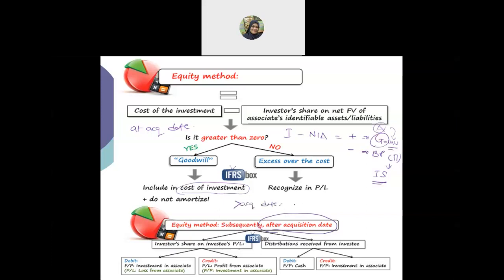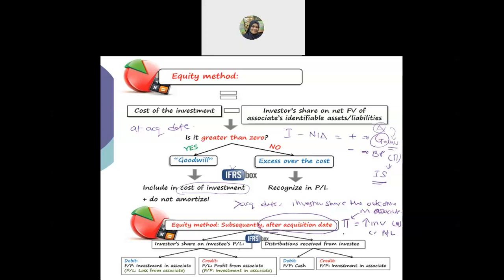Okay, the investor is going to share the outcomes of the investee, the outcome in the associate. Let's say the associate has a profit. When the associate records a profit, the profit is going to increase the investment. So we're going to debit investment, credit P&L, profit from associate.